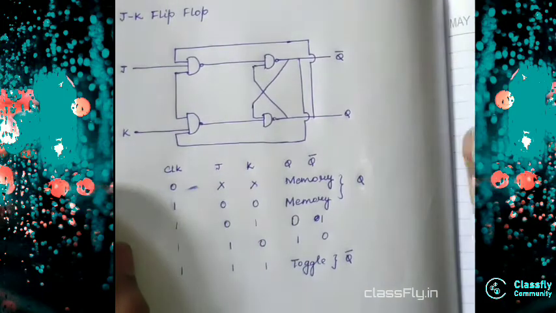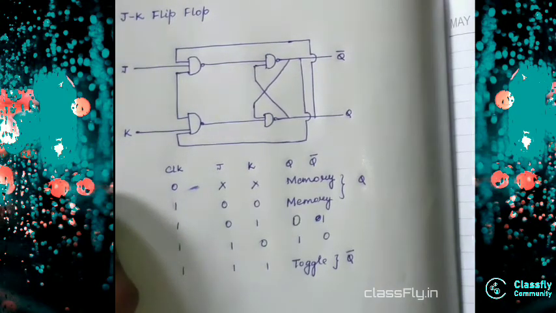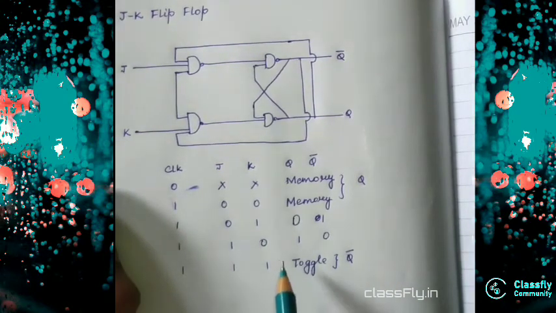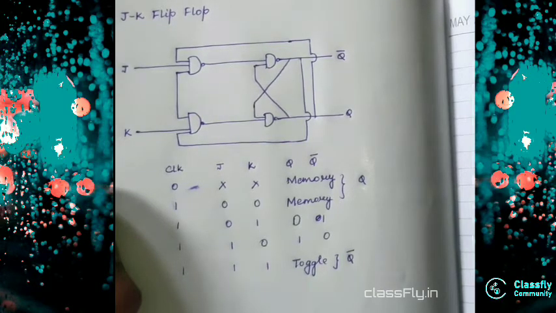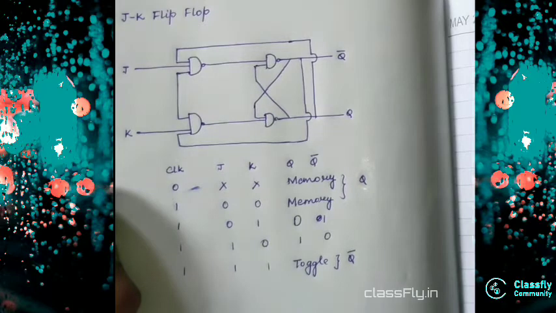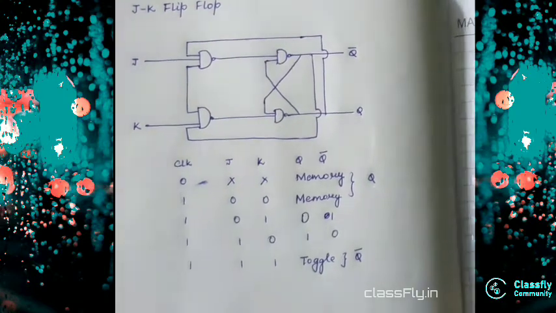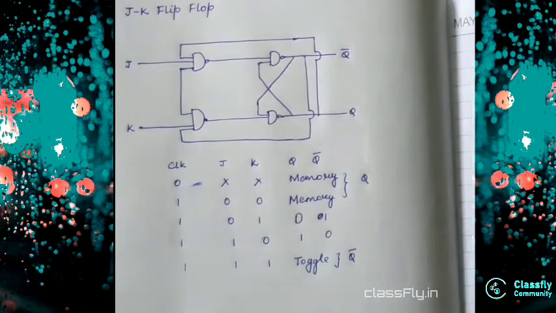Why are we doing the JK flip-flop? We know that in the SR flip-flop, when the input was 1-1, we got an invalid state, right? So to remove that invalid state, we need to know the JK flip-flop. So how will we do the JK flip-flop?